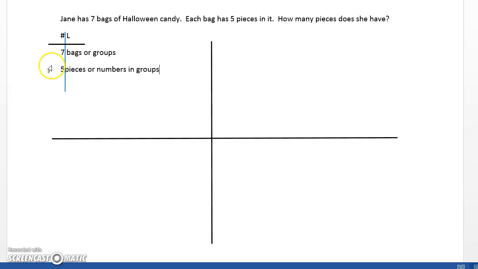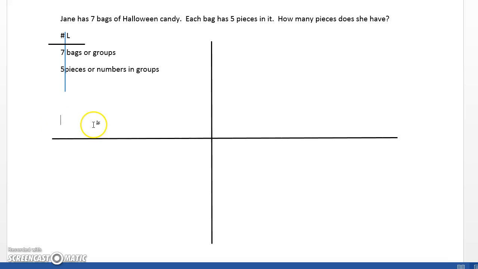Okay, so here is our multiplication word problem. Students, if we were working on paper, they would go through and underline their important information because that helps us get organized and think about what's going to happen. I already have my numbers and labels. I have 7 bags or groups because we want to remember groups and numbers in groups. And I have 5 pieces or numbers in the groups.